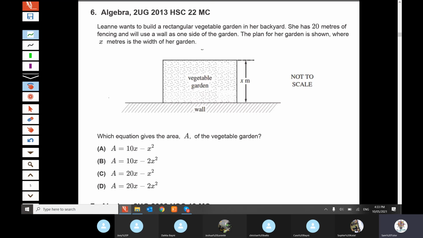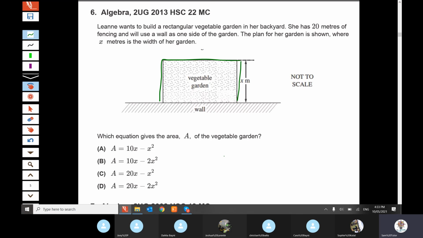Leanne wants to build a rectangular vegetable garden in her backyard. She has 20 meters of fencing and will use a wall as one side of the garden. So this plus this needs to become 20 meters. Is that correct? The plan of her garden is shown where x meters is the width of her garden. Which equation gives the area A of the vegetable garden?